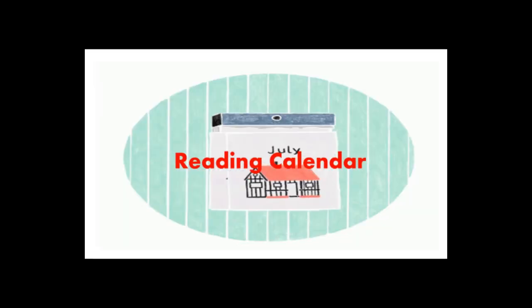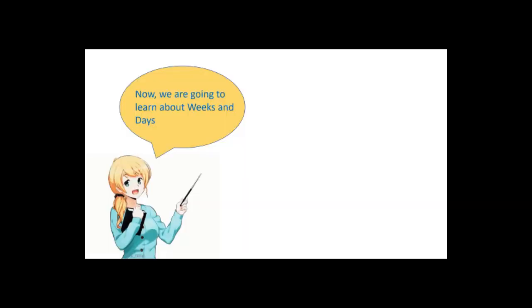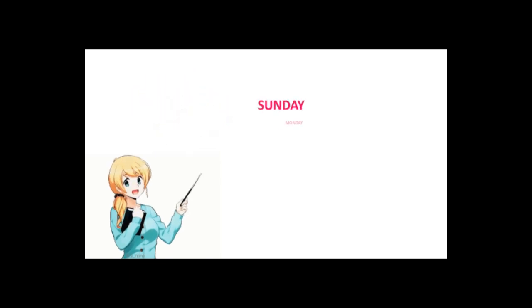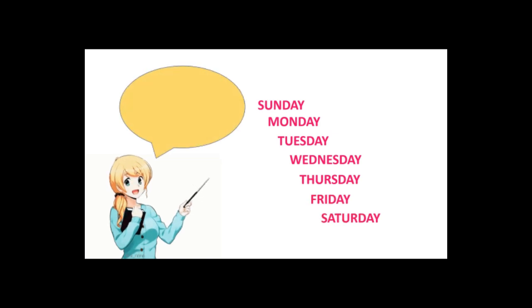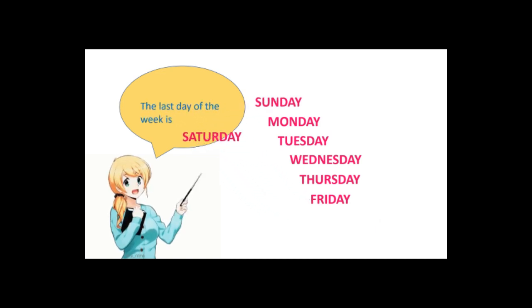Reading calendar. Hello kids. Now we're going to learn about weeks and days. There are 7 days in a week: Sunday, Monday, Tuesday, Wednesday, Thursday, Friday, Saturday. The first day is Sunday, and the last day of the week is Saturday.